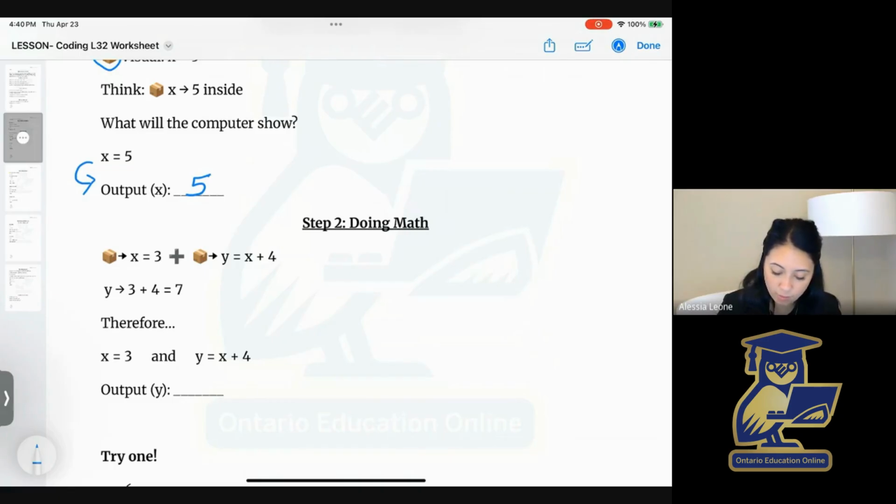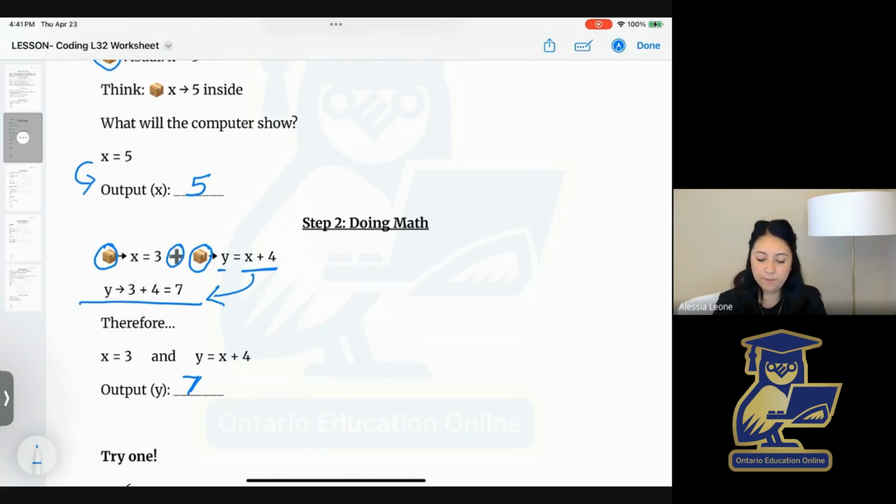Y is going to be 3 plus 4. This box plus this box. So Y is X plus 4. So we want to know 7. So output Y is 7.